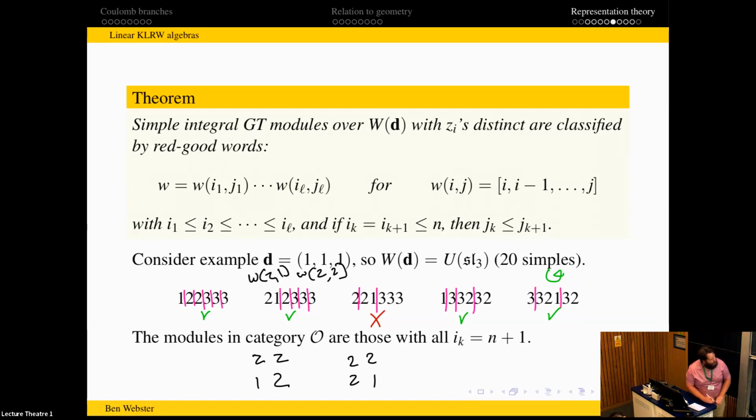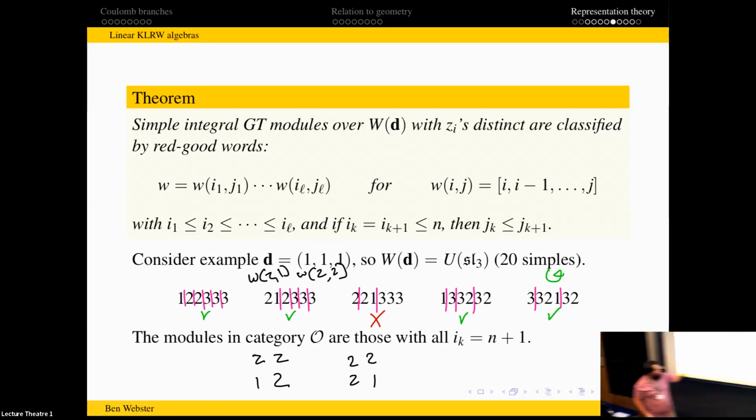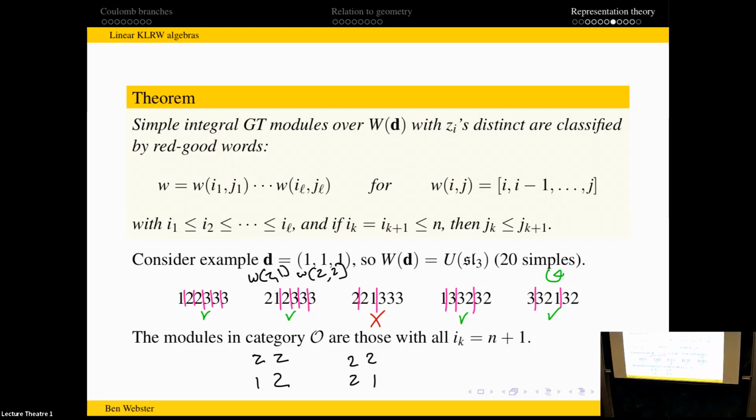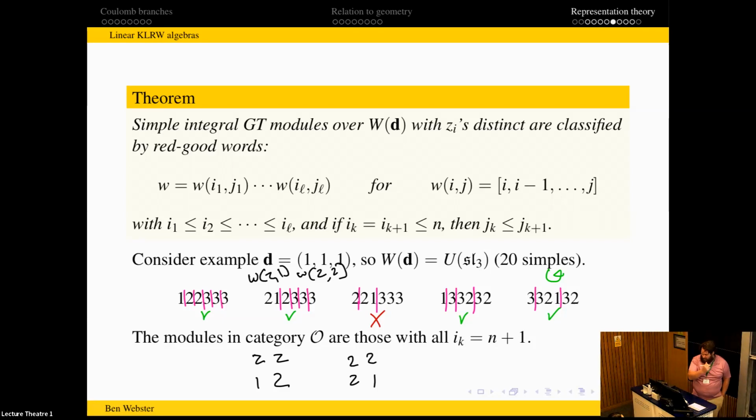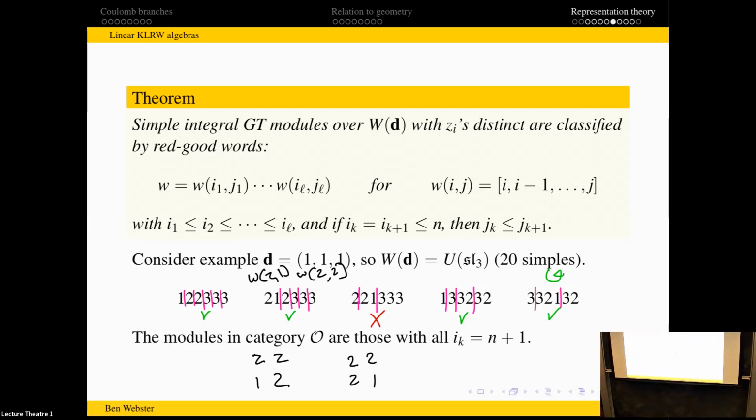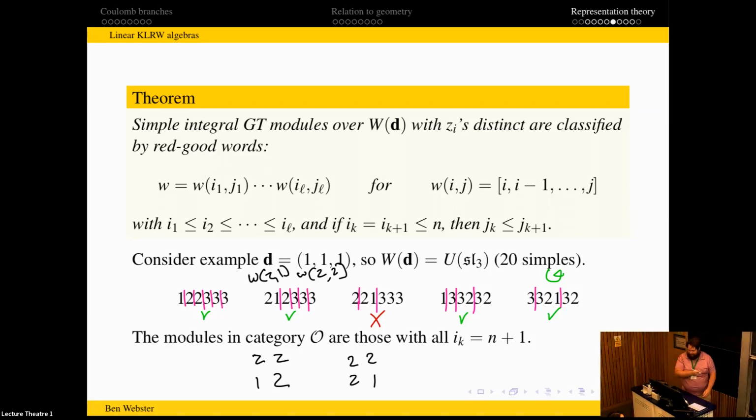If you know about good words for universal enveloping algebras, the rules for things that don't start with the last element are the rules for good words. So like this issue about 2, 2, and 1, you should think about the monomials in the universal enveloping algebra of SL3 for two E2s and one E1. And there's a linear relation between those. So if you want a basis, you have to say that two of those are good and one of those is bad. And this is exactly why one of those is bad. And then basically because the red strands aren't allowed to move around and cross, you don't have that order condition on the red strands.